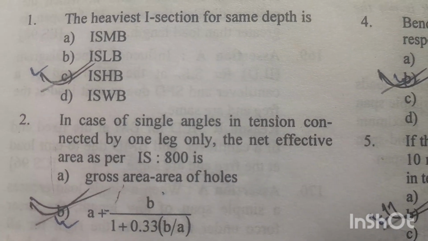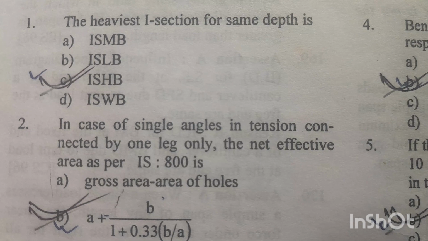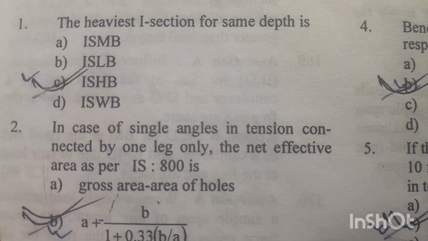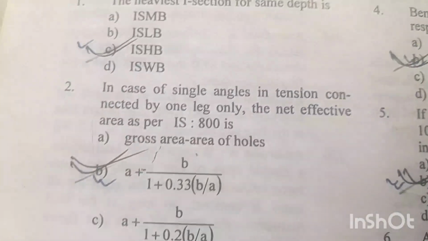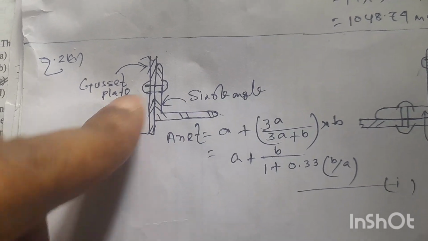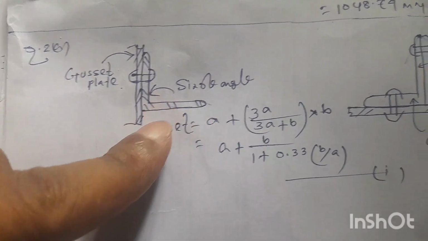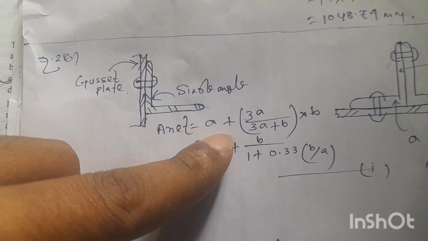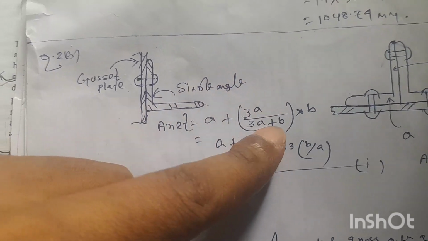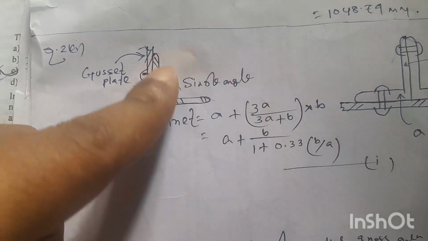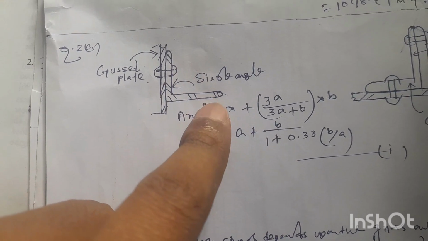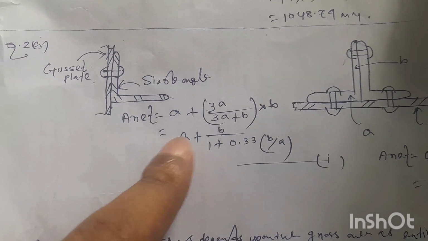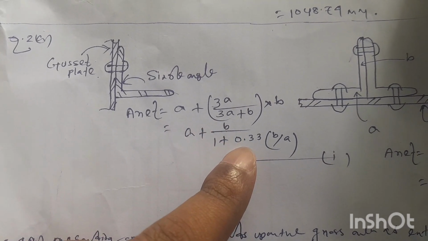Question number 2. In case of single angle in tension connected by one leg only, the net effective area as per IS 800 is... Option B is right answer. This is the connection. This is gusset plate and this is a single angle section. The net effective area of this angle will be A plus 3A by 3A plus B into B, where A is the area of this connected leg and B is the area of this outstanding leg. So the net effective area will be A plus B divided by 1 plus 0.33 B by A.